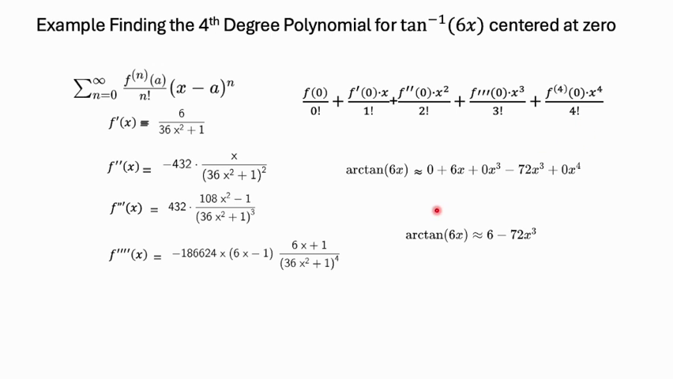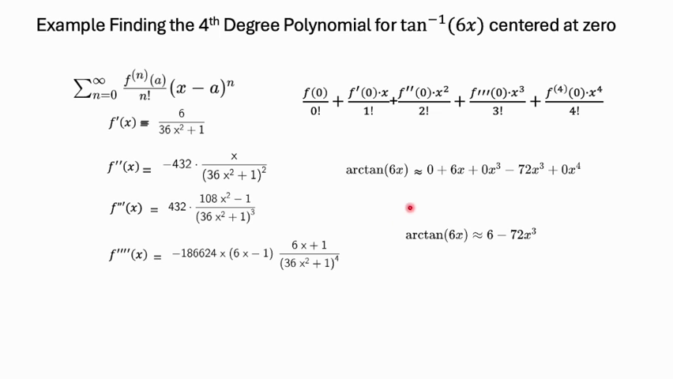The fourth term is going to be the same thing as the x squared term. This is just going to disappear. When we plug 0 into the fourth derivative, because of this x right here, that's going to make everything 0. And then when we put it on top here to replace that fourth derivative, we're going to get 0 times x to the fourth over 4 factorial. So this is going to be 0x to the fourth. Now when we get rid of the zeros, what we're left with is 6x minus 72x to the third.